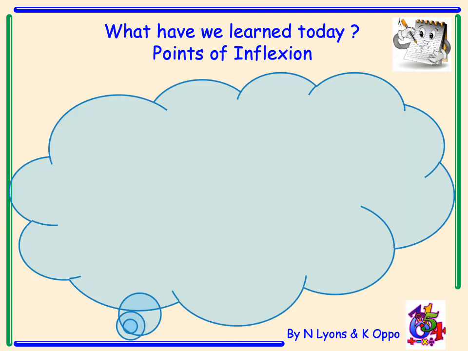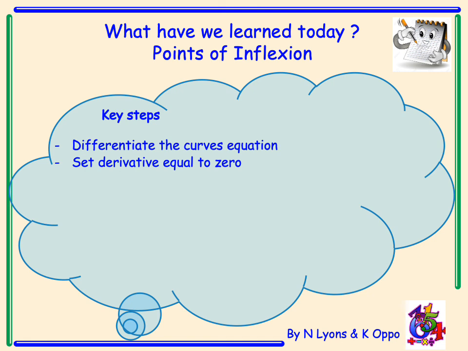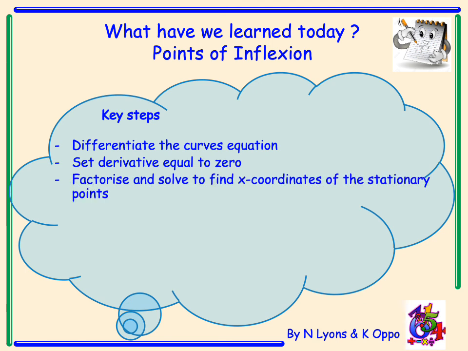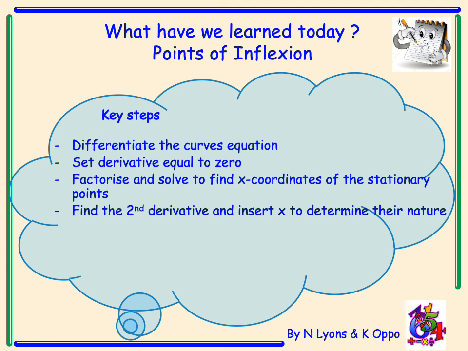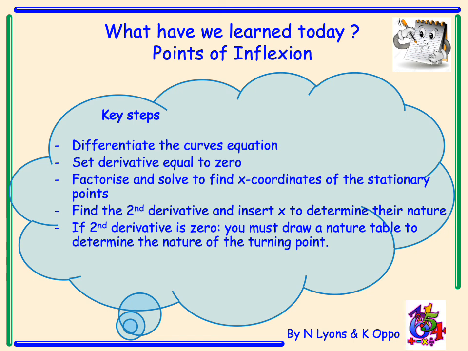We've learned about points of inflection. Key steps were that we differentiate the curve's equation, we set the derivative equal to 0 to find where the stationary points, the turning points, are. Again, we factorise and solve to find x coordinates of the stationary points. This is just the same for any stationary point question. We find the second derivative and insert x to determine their nature. If the second derivative is 0, you must draw a nature table to determine the nature of the turning point, because you will have a point of inflection.